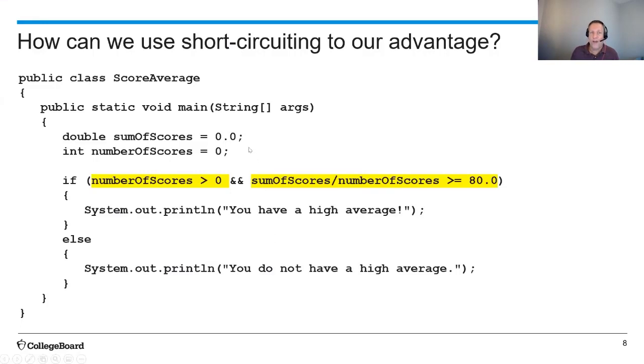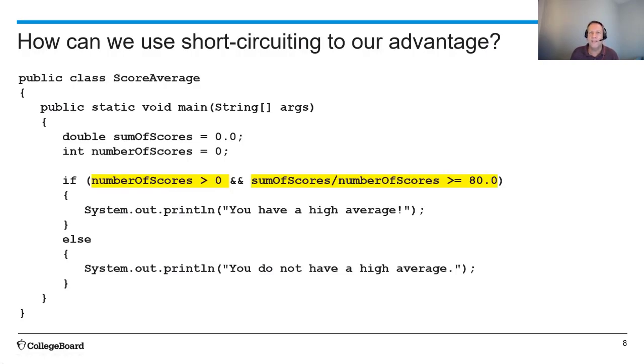Well, what happens if I don't have any scores or I forget to put the scores in? So my number of scores is still 0. I'm going to run into a problem here. This is going to divide by 0. My program's going to crash. I don't want that to happen. But will it? Because look at the first half of this expression.